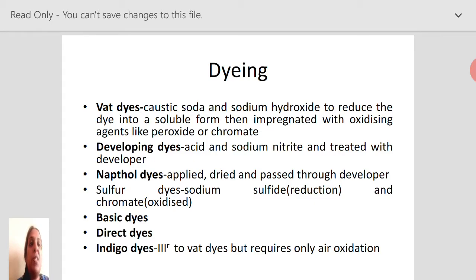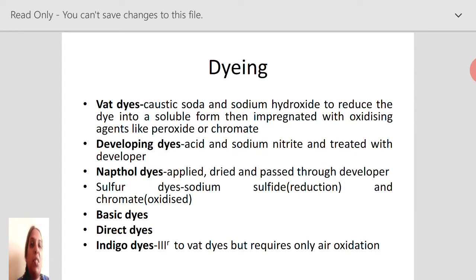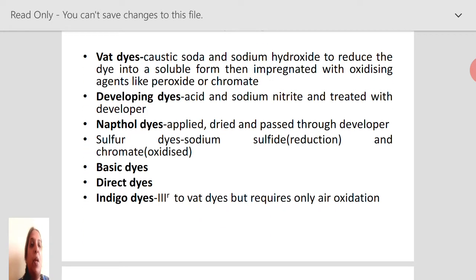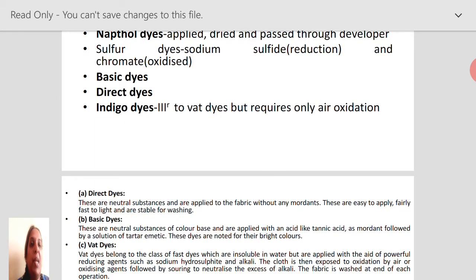Usually the process is, first certain materials will be added to reduce the dye, then it will be oxidized so that it gets attached to your fabric. In the case of vat dyes, caustic soda and sodium hydroxide are used as reducing agents, while the oxidizing agents will be peroxides and chromates. In the case of developing dyes, acids and sodium nitrate will be used, and then it will be treated with a developer. And in the case of naphthol dyes, the dyes will be applied, dried, and passed through the developer. Similarly, in the case of sulfur dyes, we will be using sodium sulfide and chromate. So we will see this one by one. And indigo dyes are similar to vat dyes, but they require only air oxidation.